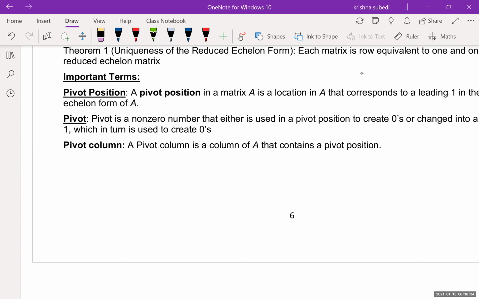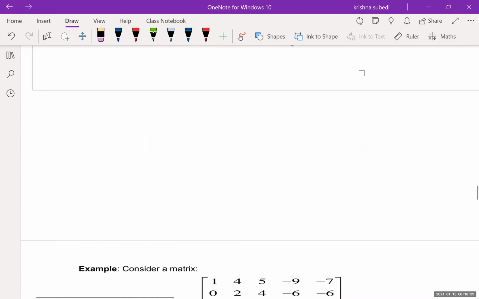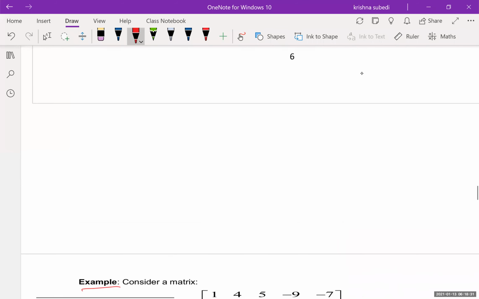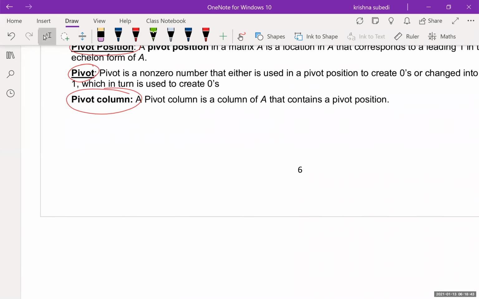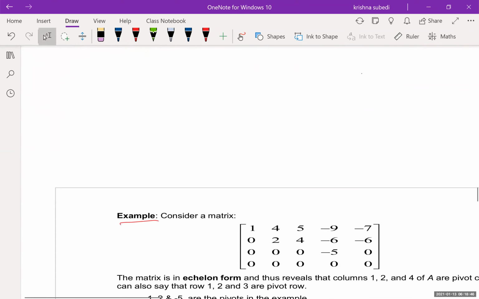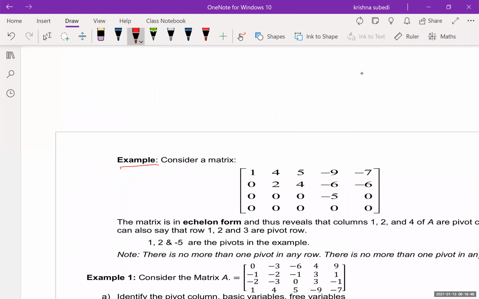Okay, now, with the help of this example, I'm gonna explain what this pivot position means, what a pivot is, and what a pivot column and pivot row are. So these are the things that we'll be talking about. Now, here is one example. Okay, let us consider a matrix.